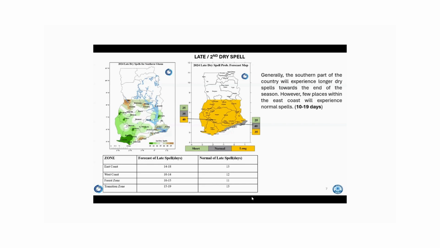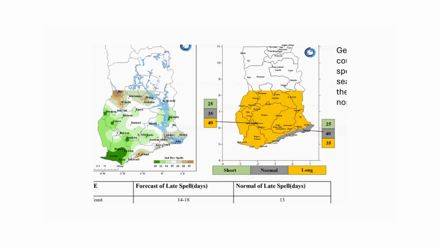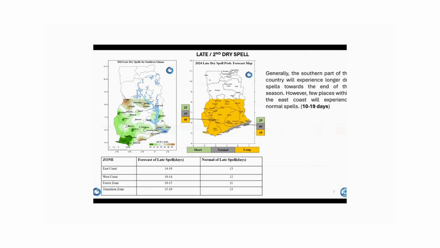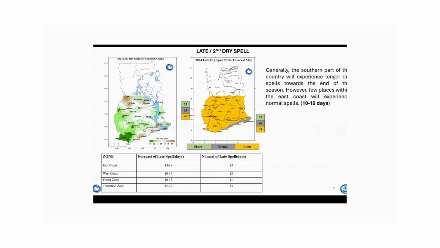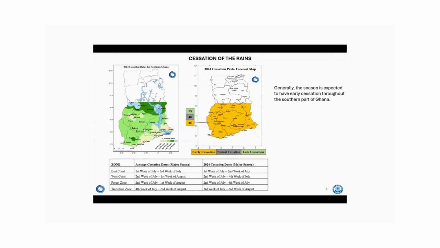And we are still expecting Cape Coast, Accra, Akuse, Bui, Wenchi, Prang, those places, to have longer dry spells. So farmers in these areas are to watch out and do the appropriate farming practices so that evapotranspiration will be limited. Okay. Then after this, we go to the cessation of the rains.